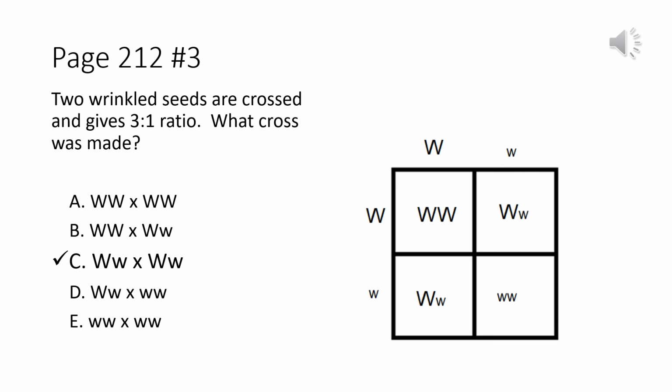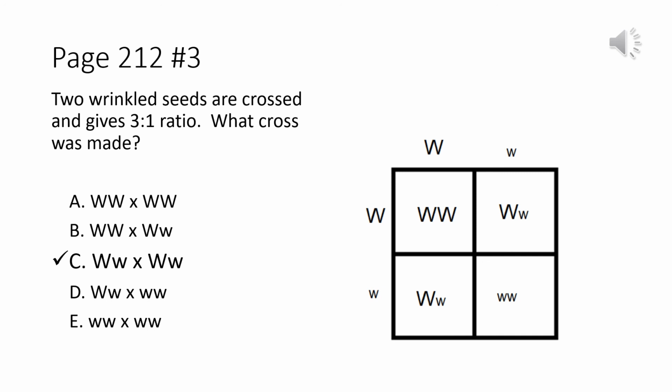Hopefully you remembered that crossing two heterozygous individuals was the way that you cross the two dominants and get some dominant and some recessive. If you needed to work everything out, hey, that's fine too, but you should have come up with letter C, where you're crossing two heterozygous individuals, so big W, little w, crossed to big W, little w.